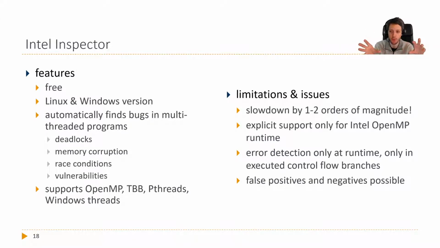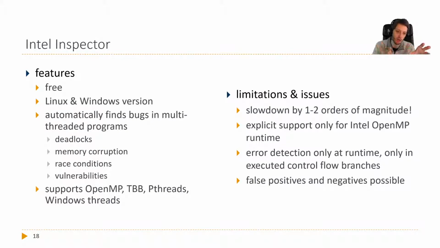There's a Linux and a Windows version, and the Windows version, for example, integrates nicely with Visual Studio, and it claims to be able to automatically find bugs in multi-threaded programs like deadlocks, like memory corruption, race conditions, and so on. And it can do that for OpenMP, for Intel Threading Building Blocks, for Pthreads, for Windows threads, and a few others, but that's mostly it. And you do get these features, at least most of them, to some degree.